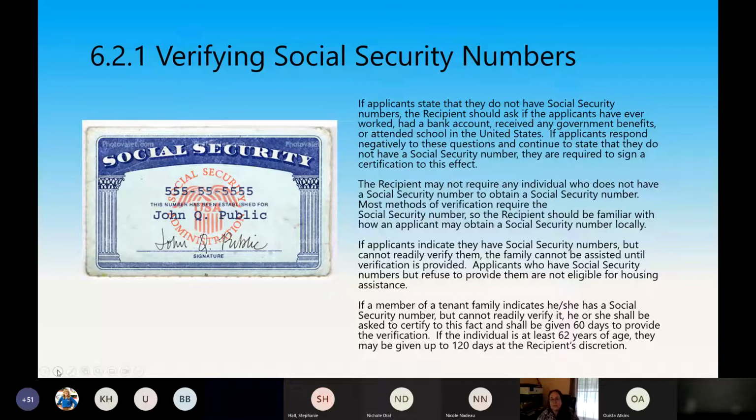Most methods of verification require a social security number. So the recipient, you, should be familiar with how an applicant can obtain a social security number locally. Know where your office is.